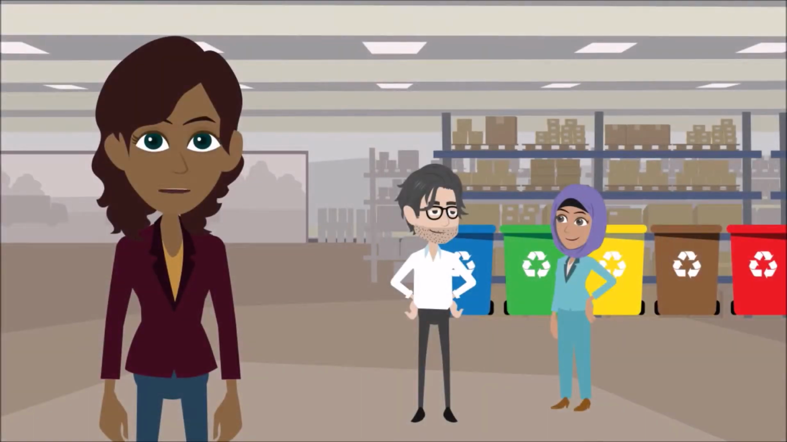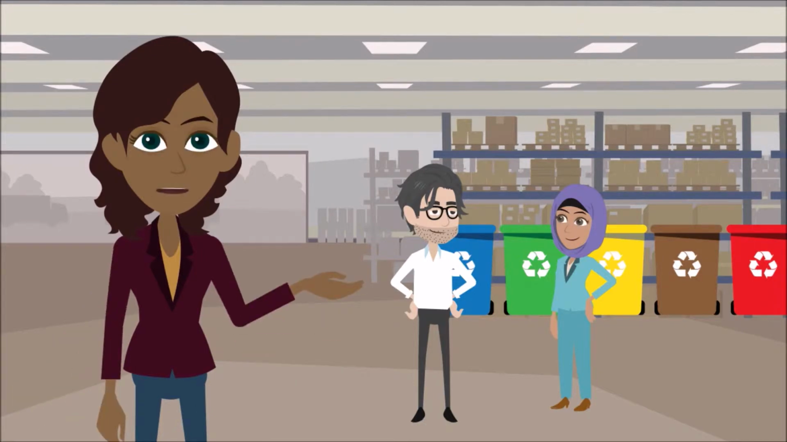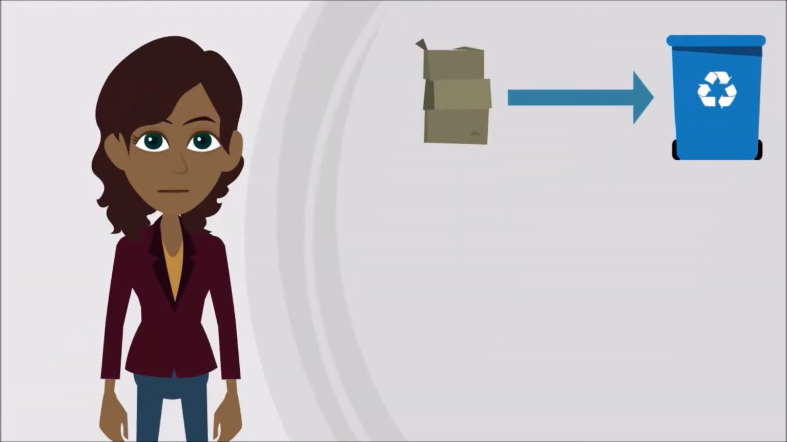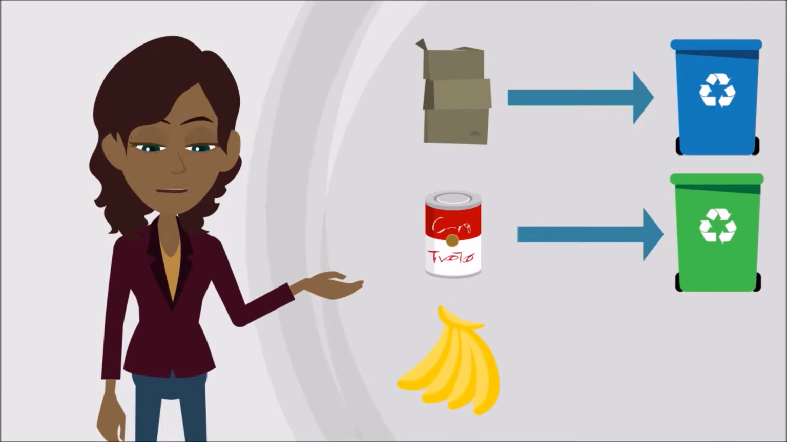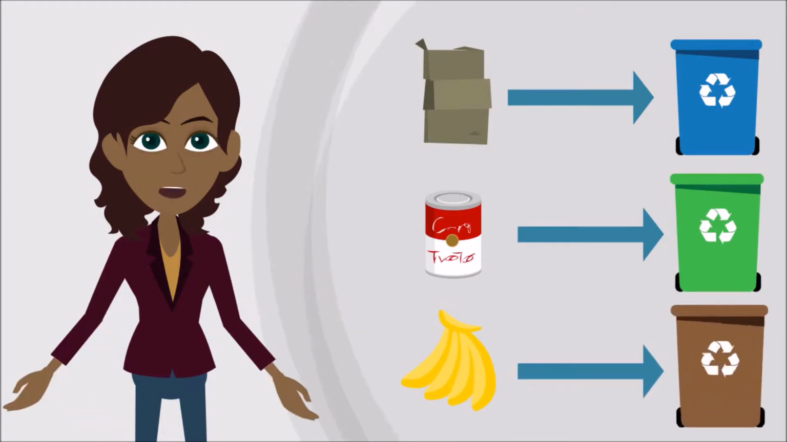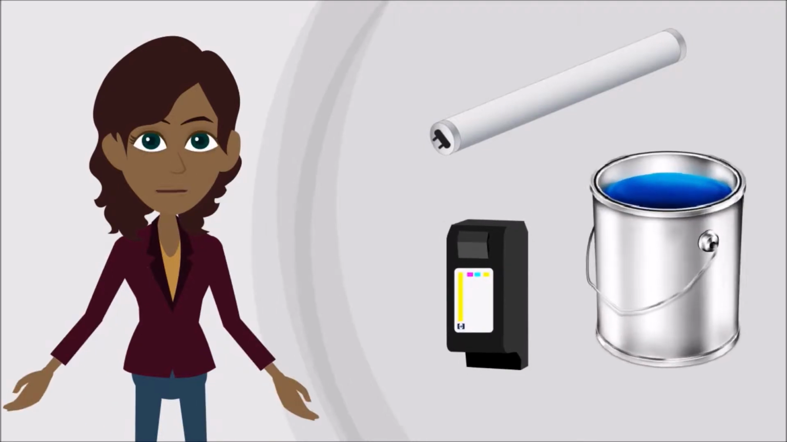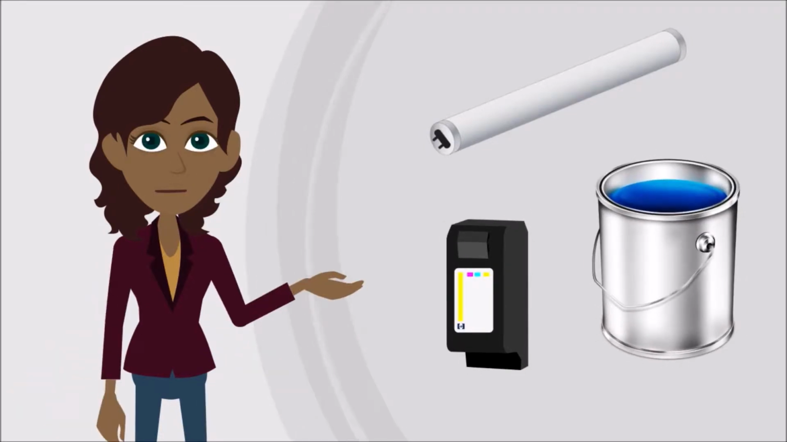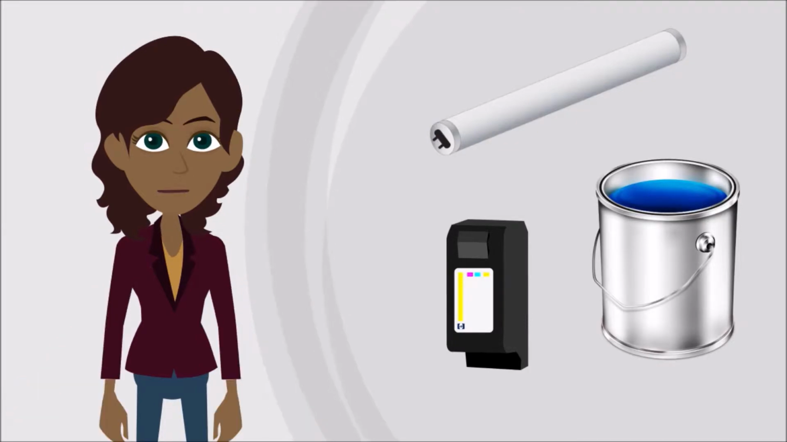Cross-contamination of waste is a significant issue, which can result in waste which might otherwise be recycled being sent to landfill. For example, we should put boxes in the cardboard bin, cans in the metal bin, and banana skins in the food waste bin. Things can change with hazardous wastes, such as fluorescent tubes, ink cartridges, and old paint tins. It's important to make sure that hazardous wastes are disposed of in the appropriate hazardous waste bins.